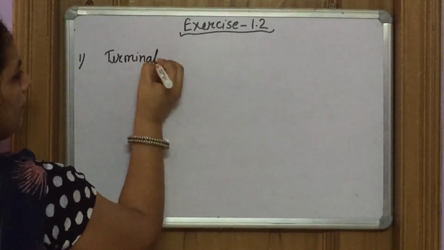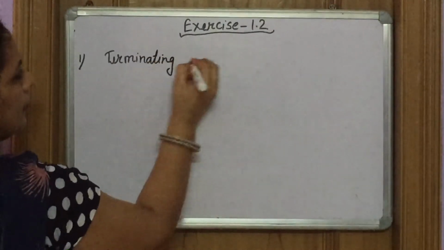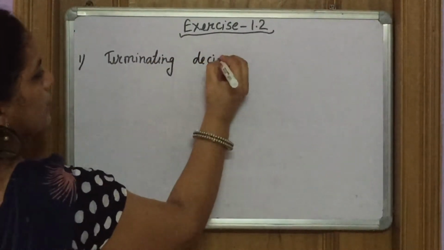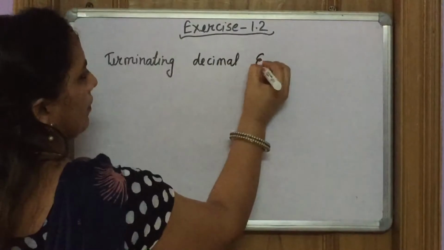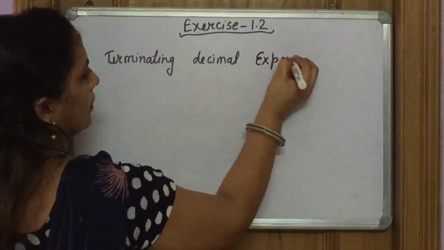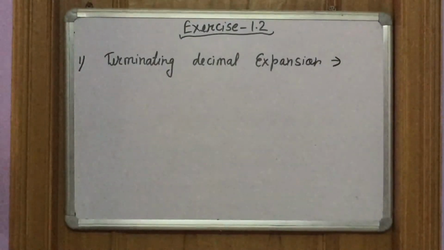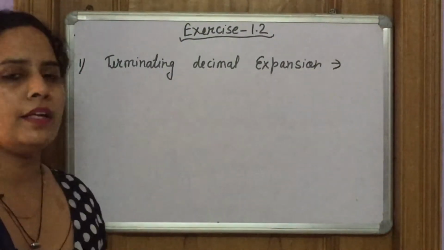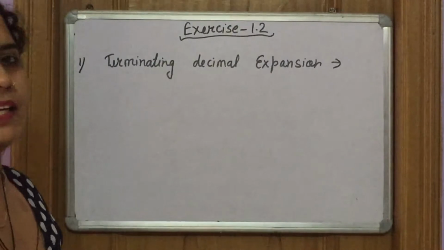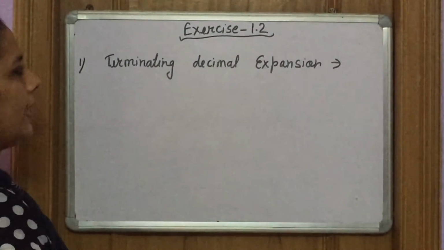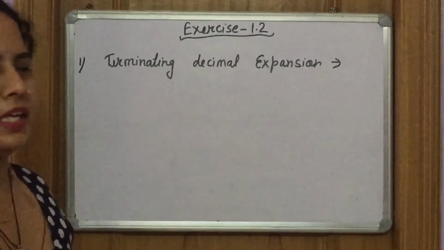terminating decimal expansion. When the remainder becomes 0, in that case we say that this number has terminating decimal expansion.